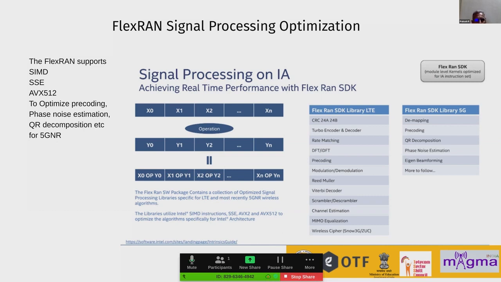For achieving real-time performance with this, you understand that 1 millisecond is the requirement for a real-time application for 4G, whereas it is 0.25 millisecond or 0.5, it's a variable one. So to achieve those, you have to use single instruction, multiple data, and then AVX512, that is the specific ISA instructions, to be able to optimize. You have to do phase noise estimation, QR decomposition, etc. All this is possible using the SDK because they have the API available for you to leverage. And so for most of the real-time signal processing you can use FlexRAN.